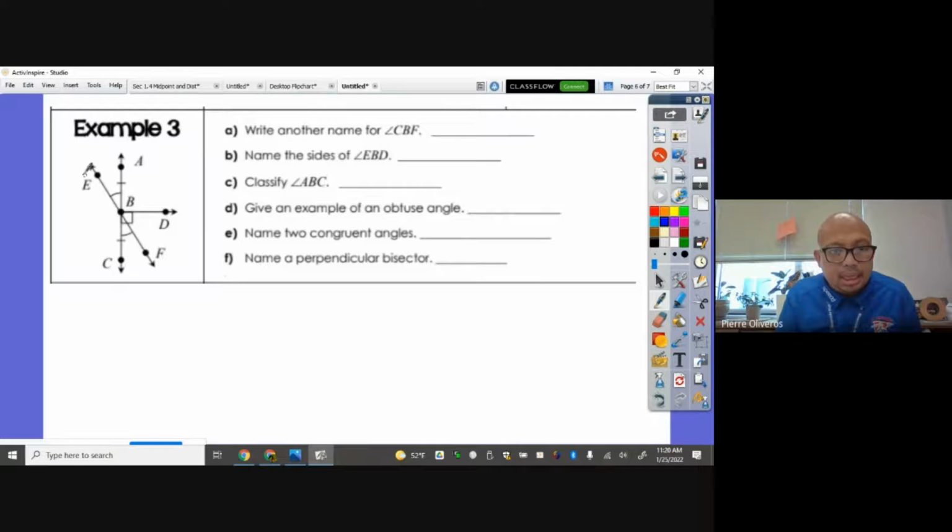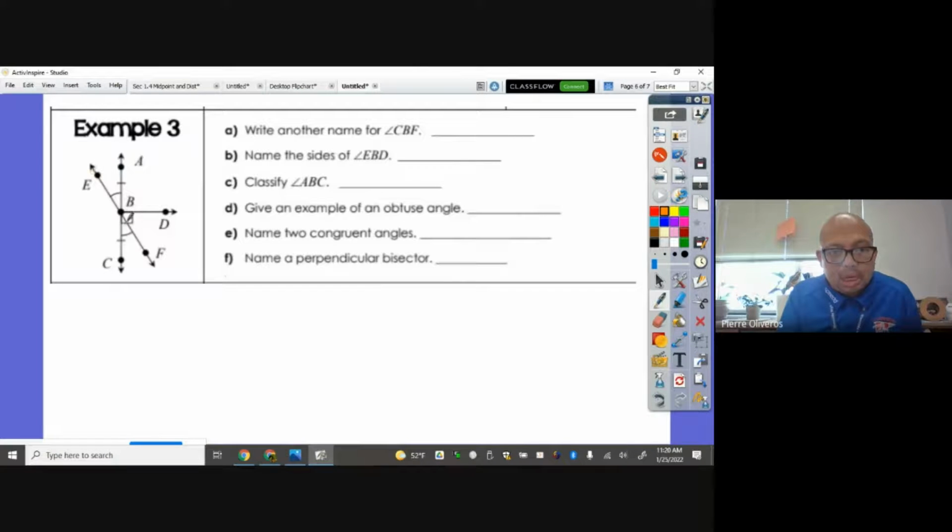Next, name the side EBD. Where's EBD? Name the side. So the sides are ray BE and ray BD. Very simple, right? Classify angle ABC. ABC is a straight line there. That's called a straight angle.